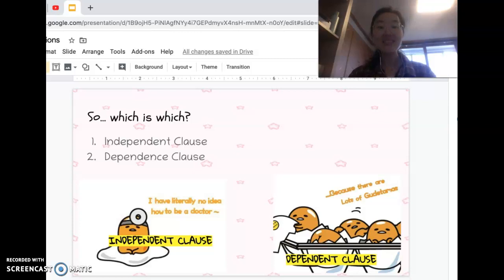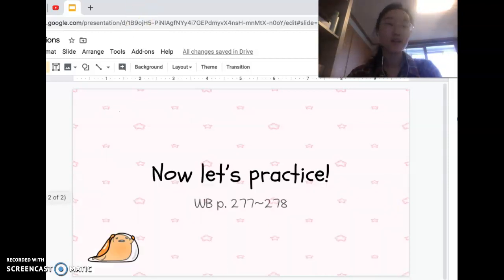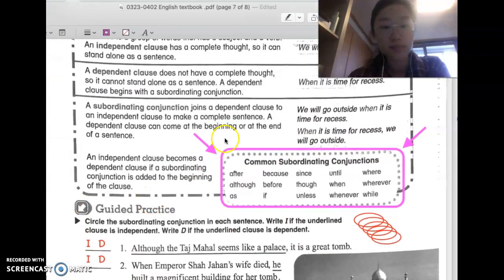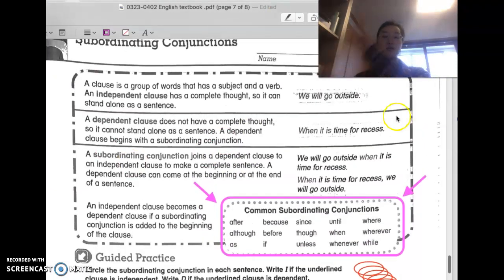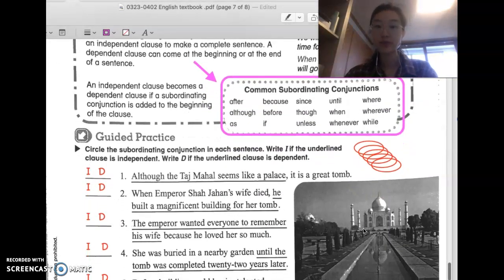It'll be like, I have literally no idea how to be a doctor because there are lots of Guatemalas. Kind of doesn't make sense, but you get the idea. All right, now let's go ahead and practice. So go to open to page 277. Okay, if you'd like to read this box, go ahead and pause the video and read it. These are the common subordinate conjunctions we're going to be paying attention to.